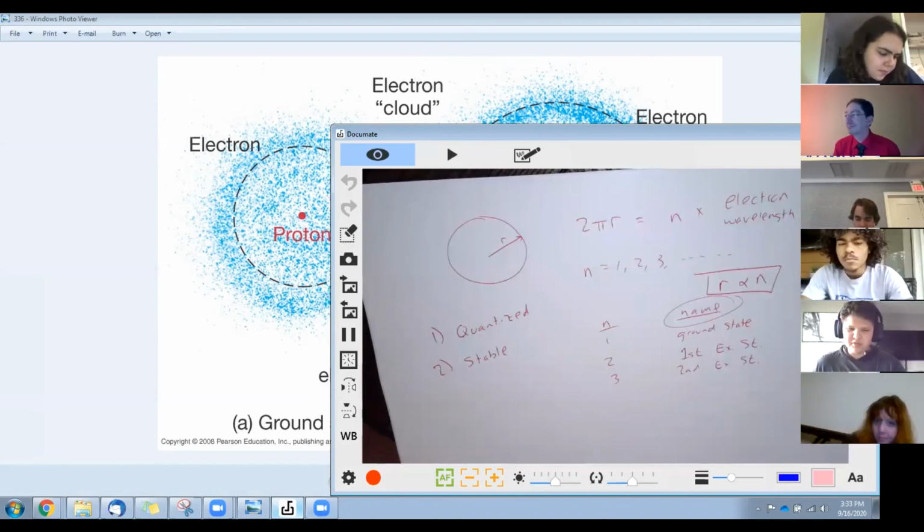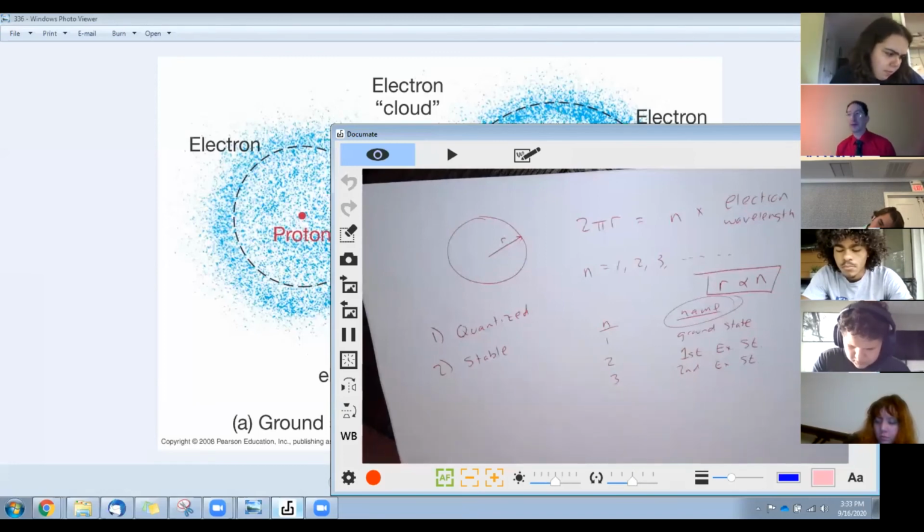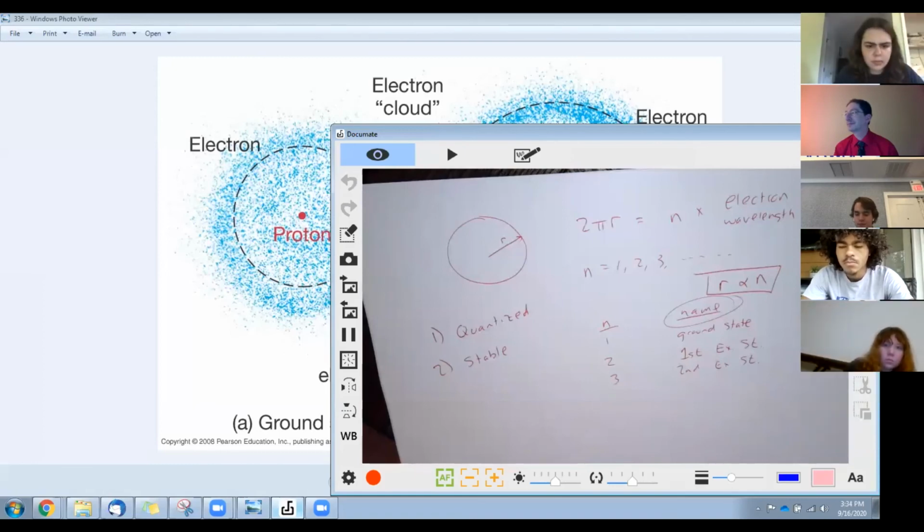What does quantized mean? Quantized just means it's at a set of values. It can't be at any value. It can't be at any distance. It can be at this one, or that one, kind of thing. Like the integers are quantized, but the real numbers are continuous.